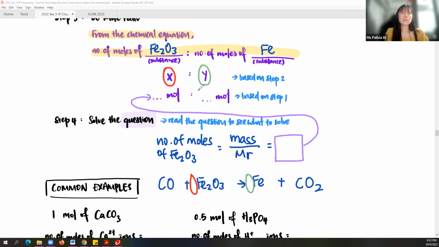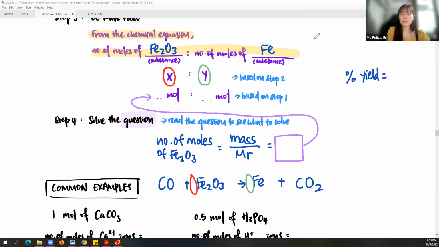Then after you found the mole ratio, the number of moles of Fe, you solve the question accordingly. This time round, they are asking you for the percentage purity, right? So now you just go and calculate the percentage purity. For the percentage purity, you have to be in terms of grams, but here it is in terms of moles. Your answer here is in terms of moles.